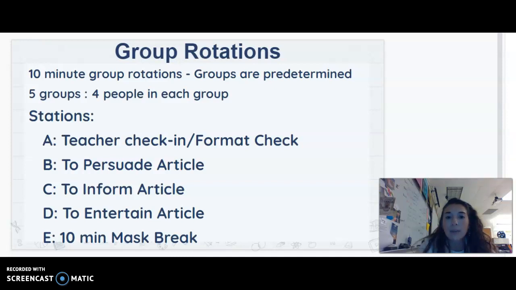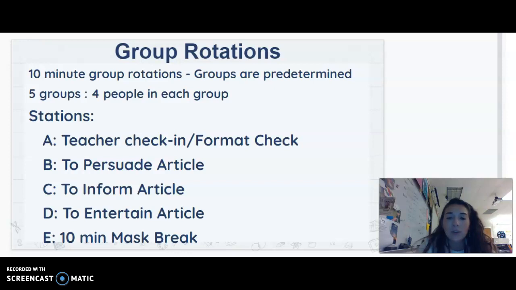Stations are going to be labeled as follows. Station A is going to be with your teacher as a check-in to look over your work and also work in a small group of 4 people where we are going to look at the format of your project.